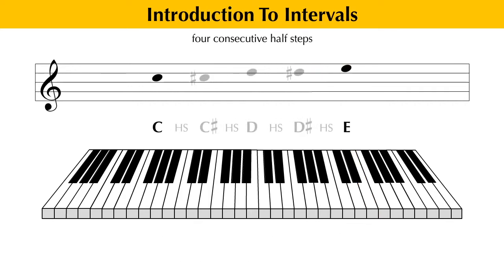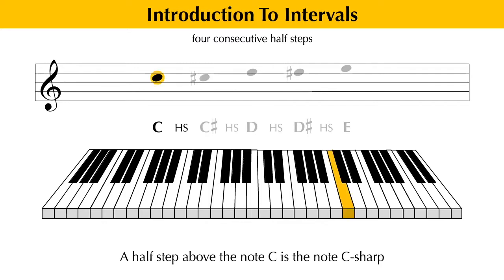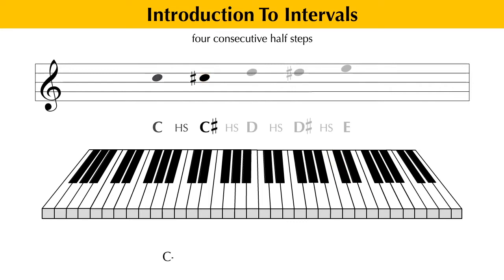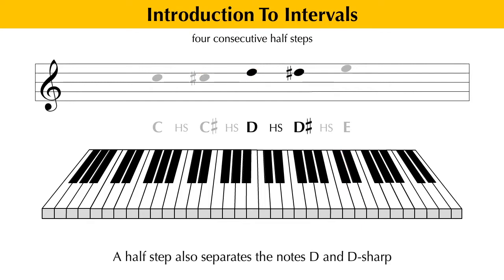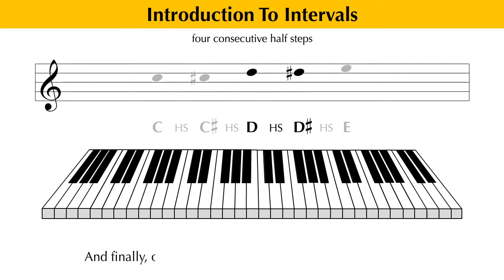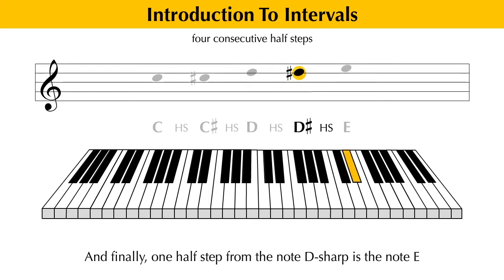Here's why. A half step above the note C is the note C sharp. C sharp to D is another half step. A half step also separates the notes D and D sharp. And finally, one half step from the note D sharp is the note E. 1, 2, 3, 4.